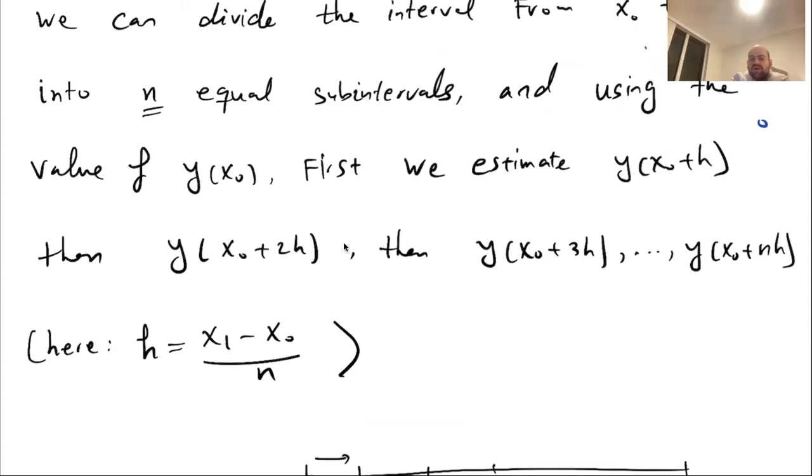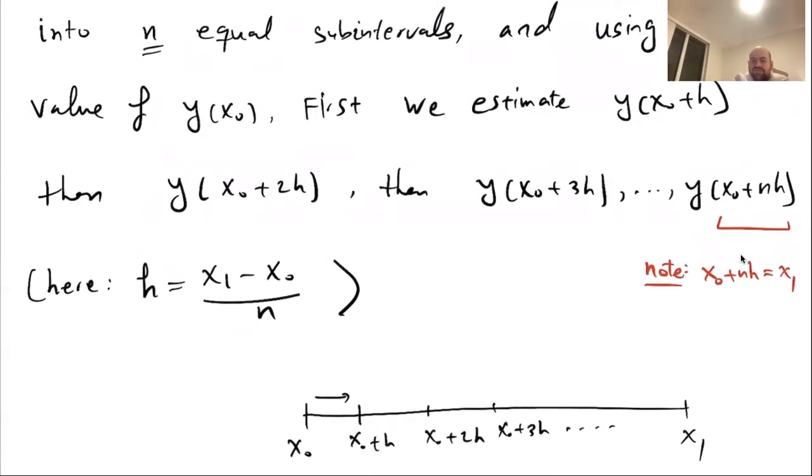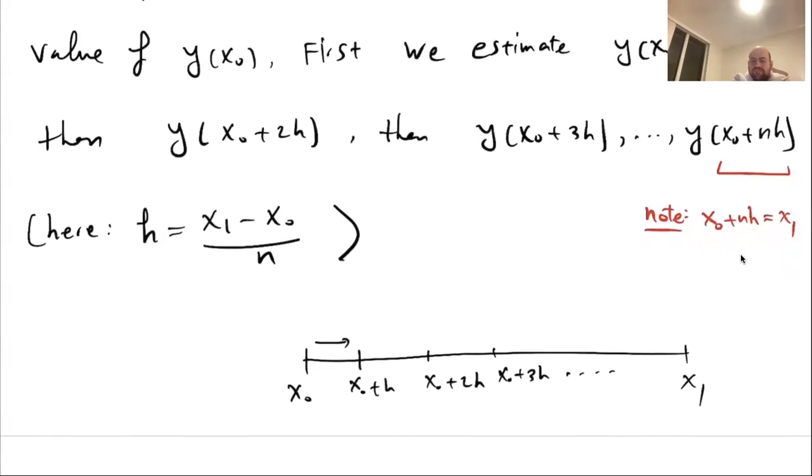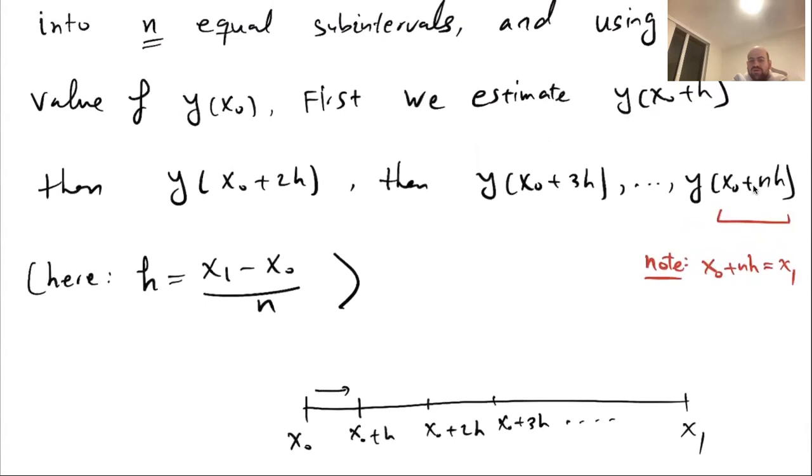Then we can estimate y of x naught plus 2h, all the way to the last step, which will be x naught plus nh. What will be x naught plus nh? Well, h is this formula, right? So nh will be x1 minus x naught. X naught plus that will be x1. So x naught plus nh is the same as x1. So the last step is to estimate y of x1, which is our final goal.